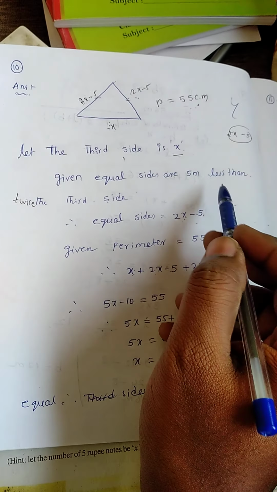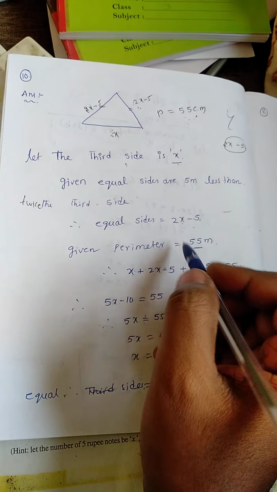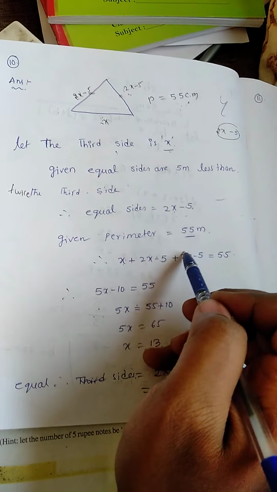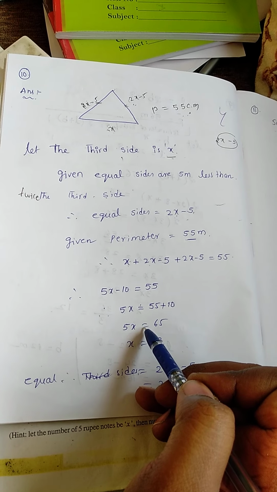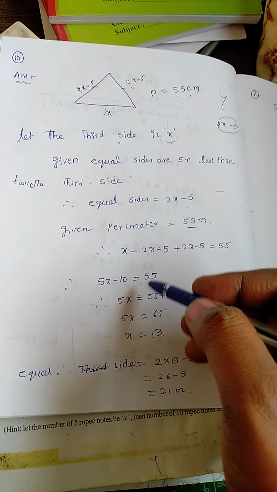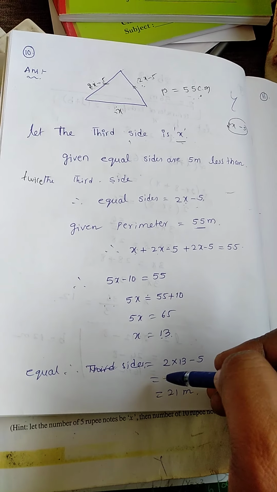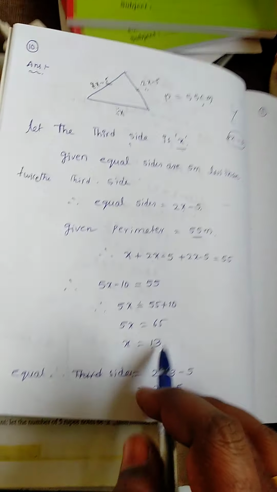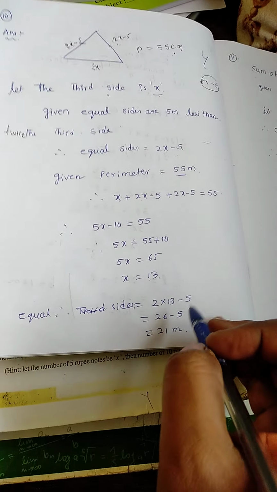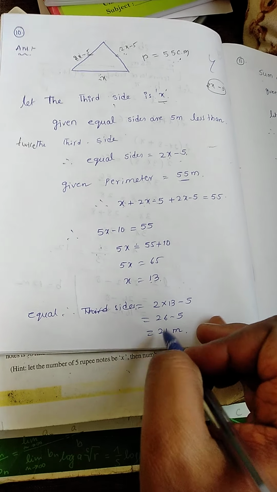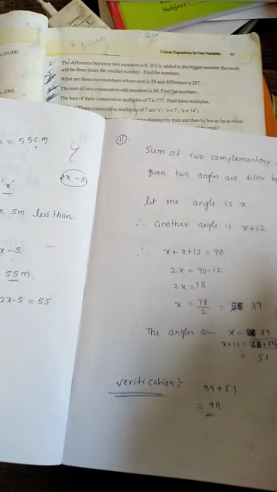And what is given? Perimeter is given as 55 meters. Means this is equal to 55 meters. From this equation you will get the value of x, right? I think no need to explain this, you already did it in exercise 2.1. Next, going to the next question. So finding the x value, you will get the equal sides also. After getting the values, check the answer. 21 plus 21, 42, 42 plus 13, 55. Okay, you can check the answer or you can do the verification also.